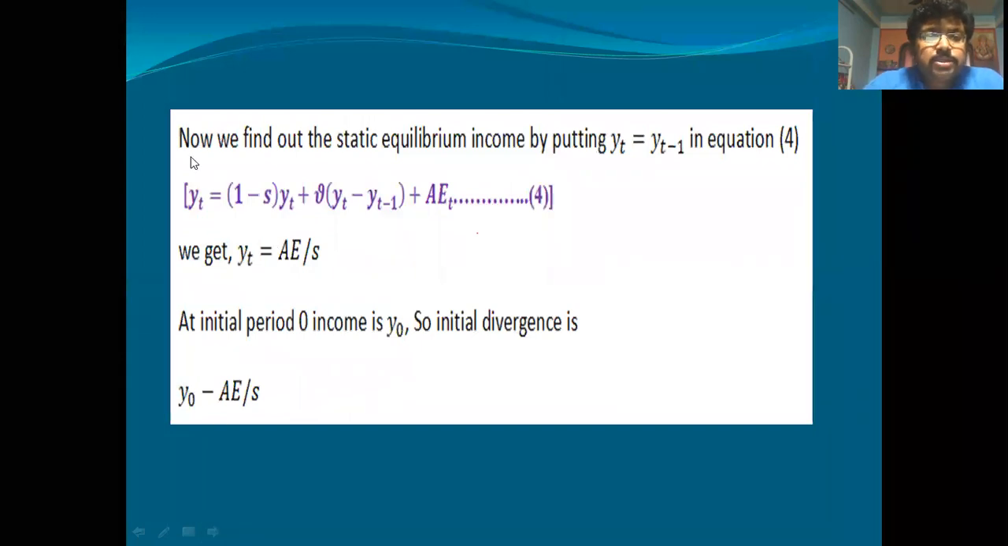So now we find out the static equilibrium income. What is the static equilibrium income and how can it be found? If we put yt equal to yt minus 1, both are the same. If we put here yt minus 1 as yt, then these terms will be 0. This whole term will be 0. Then ultimately there is this term and this term.